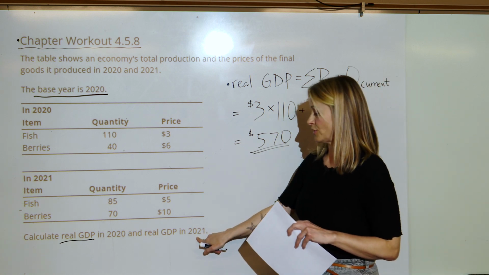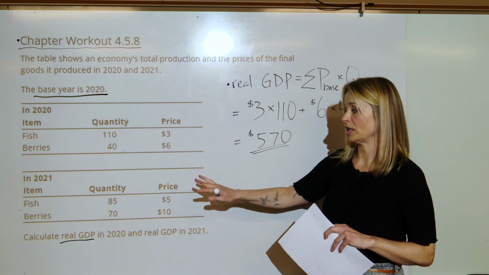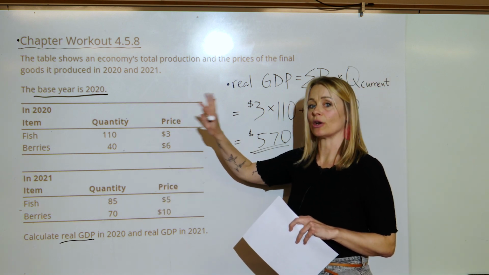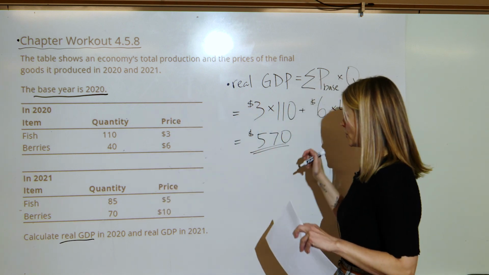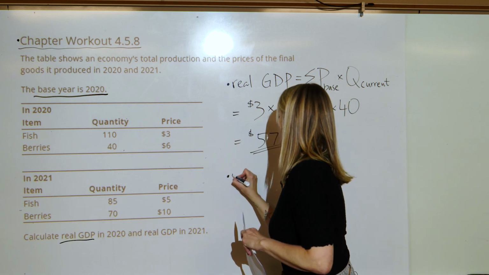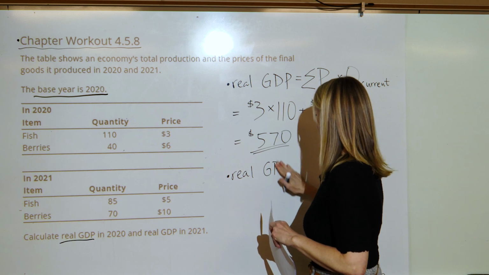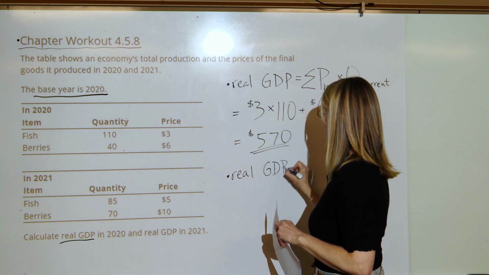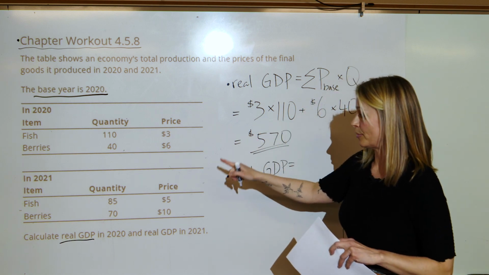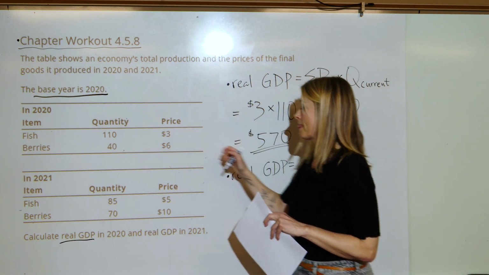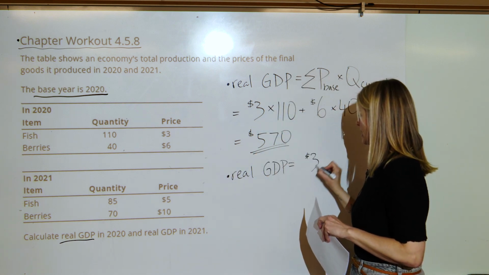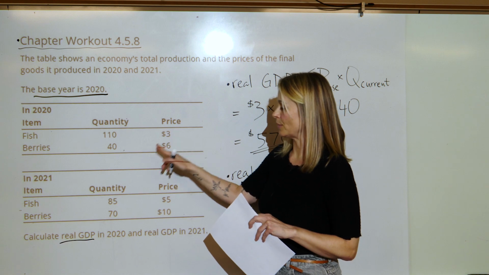Now, to do the same thing for 2021, we're going to use the 2021 quantities, but we're going to stick to that same old price so that we're really comparing properly. So real GDP for our 2021 example: this time we multiply the prices of the base year times the quantities of the year we're interested in.